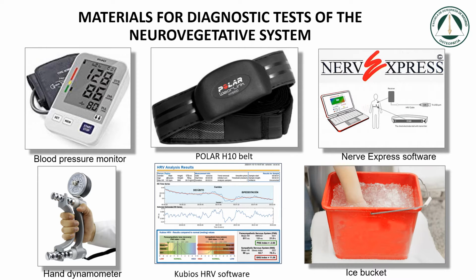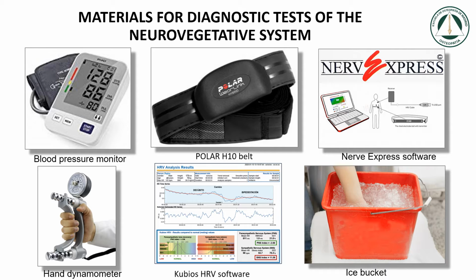Materials for diagnostic tests of the neurovegetative system. To study the predominance of the orthosympathetic or parasympathetic system, there are several materials in medicine that can be used in the diagnostic tests of the neurovegetative system.